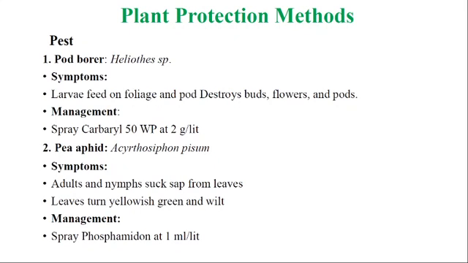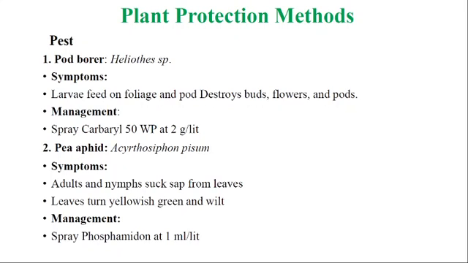The plant protection method: like the tomato, in the case of the pea also there are a few pests like the pod borer caused by Heliothis. The symptoms: larvae feed on the foliage, destroy the bud and the flowers, and pod destruction takes place by this pod borer. Management: spray carbaryl 50 WP at 2 gram per liter.